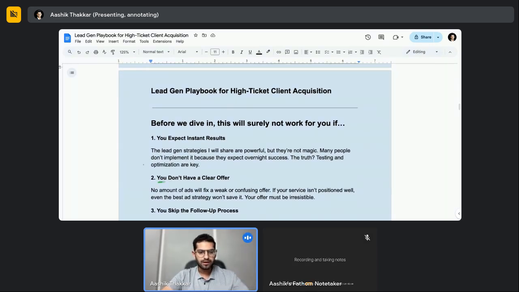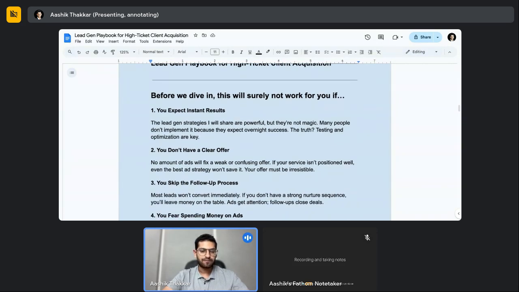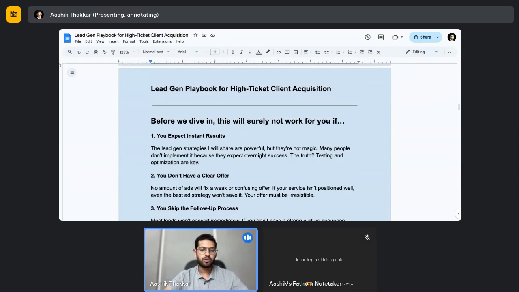You don't have a clear offer. I don't know how much emphasis I can put on this, but if you don't have a clear offer, if your clients do not understand what you bring to the table in just a few words, it is not going to work for you. Also, your offer must be super irresistible. Only then will people be stoked to work with you.